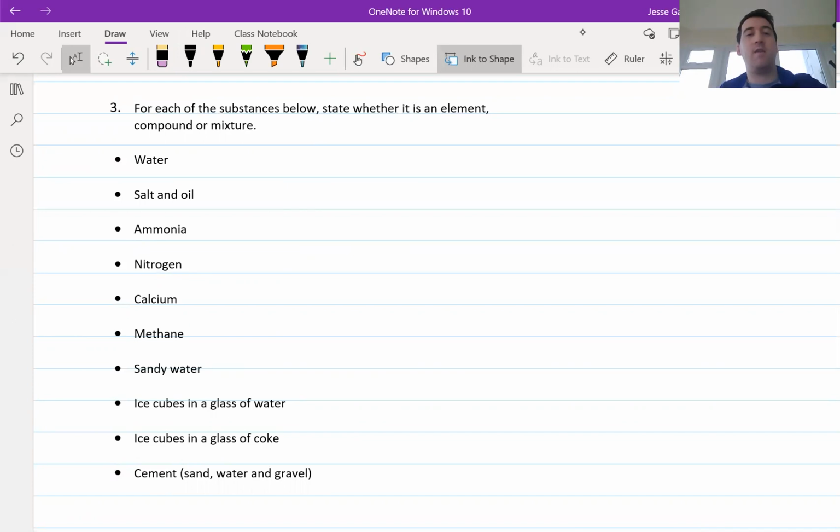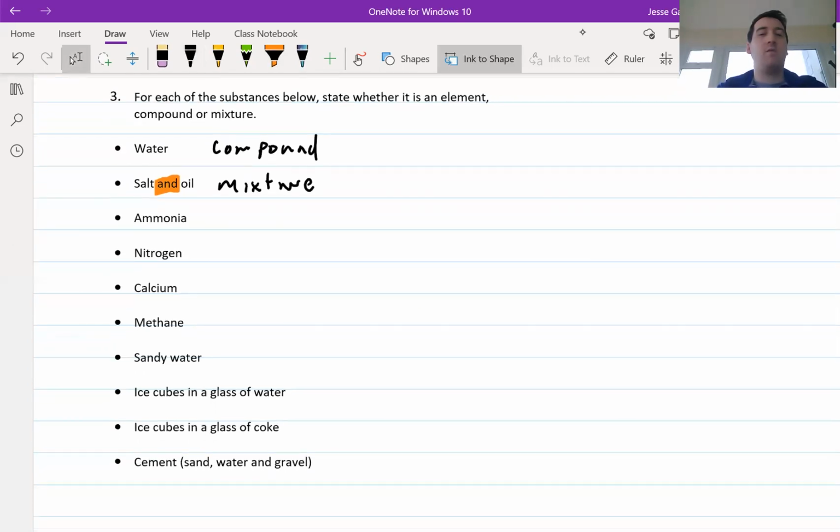Okay. All right. So water is a compound. Well done if you said compound. It's not found on the periodic table, but it does have atoms chemically combined, different types of atoms. Salt and oil. Well, the key is in the "and" bit. If I mix together salt and oil, I don't make a new substance. I just make a mixture. Well done if you said mixture.